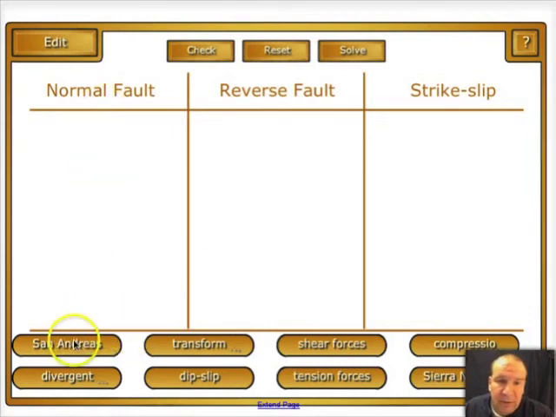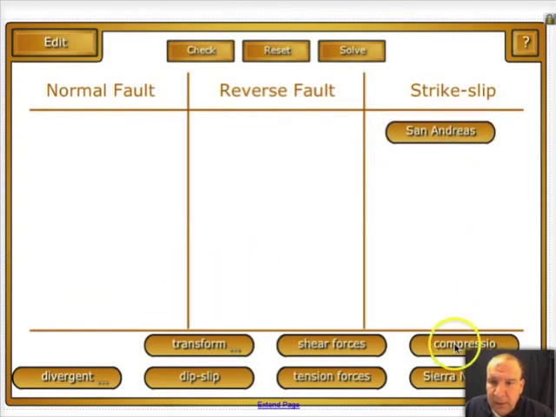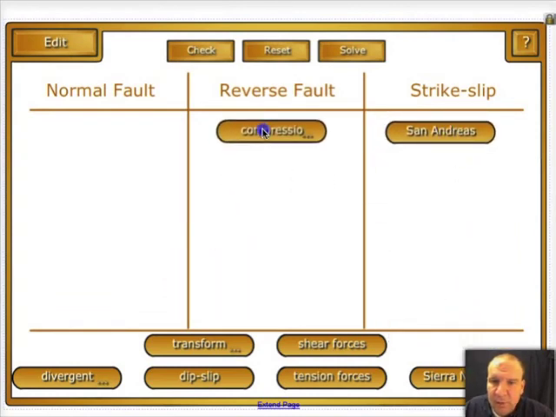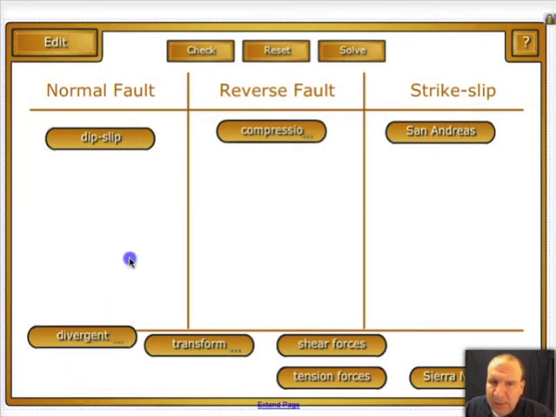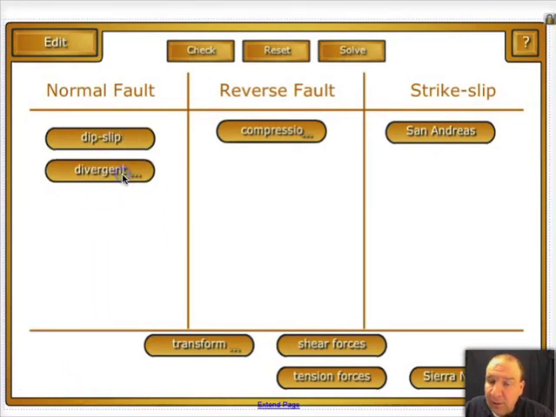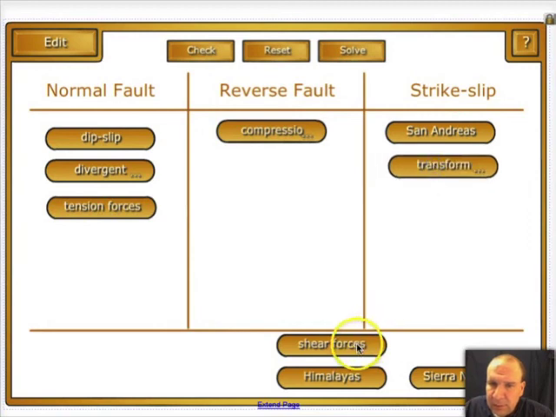So, San Andreas Fault is the one. If you said it's a strike slip, you're right. Compression forces is a reverse fault. Dip slip is another name for normal, because remember one side dips down or slips down. Divergent plate boundary is your normal fault because it's moving apart. And if it's moving apart, it creates a tension force. Strike slip is your transform fault boundary, which creates shear forces.